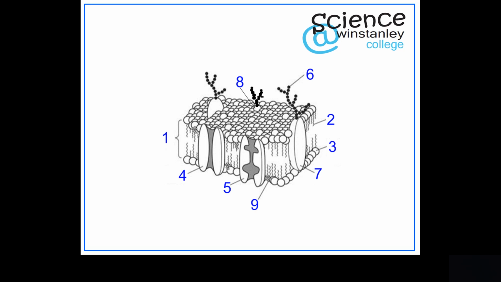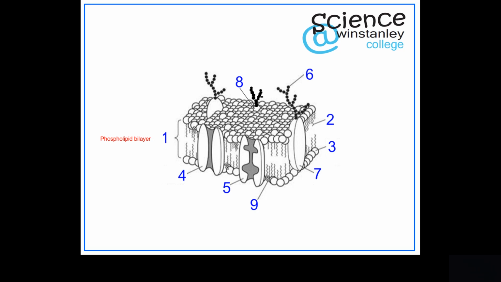Now, here it is in all its glory. There are different components that make up a membrane within a cell. This could actually be the membrane inside a cell, a membrane that makes up one of the organelles, or it could be the outside membrane of a cell. There are various bits that make up the membrane, which I'll run through now with you. We need to learn what they are, be able to label them, and be able to talk about what they actually do. So first off, number one on the diagram is the phospholipid bilayer.